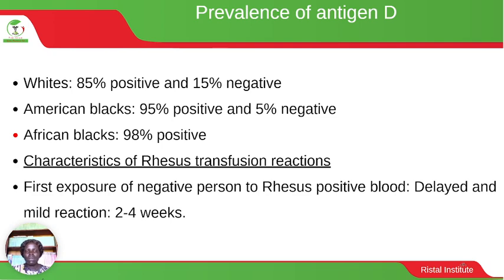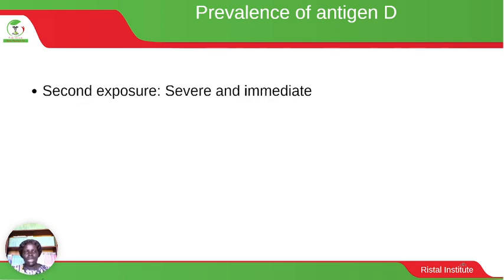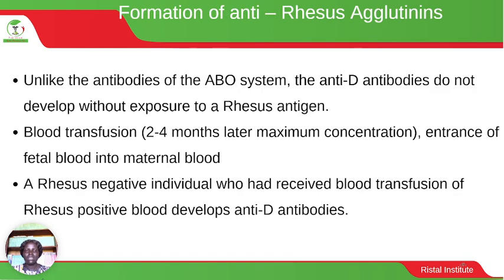So, characteristics of rhesus transfusion reactions. On first exposure of a rhesus negative person to rhesus positive blood, a delayed and mild reaction within 2 to 4 weeks can happen. Then the second exposure in most cases is severe and immediate. When the person is exposed for the first time, the reaction is delayed, does not react immediately. But the second time, the person now reacts immediately, and in most cases it is severe.